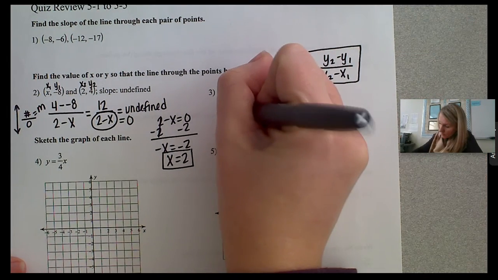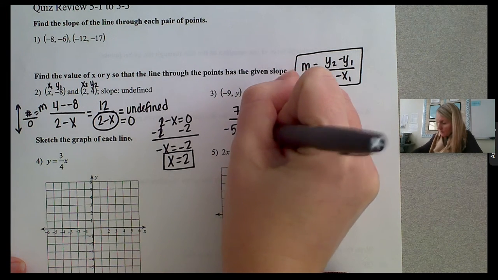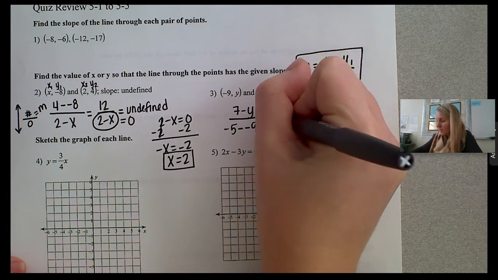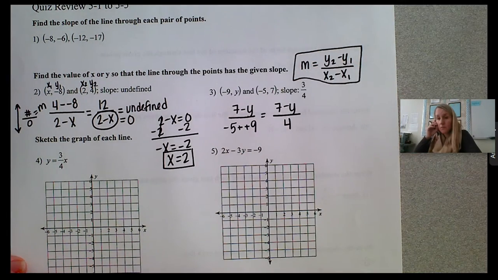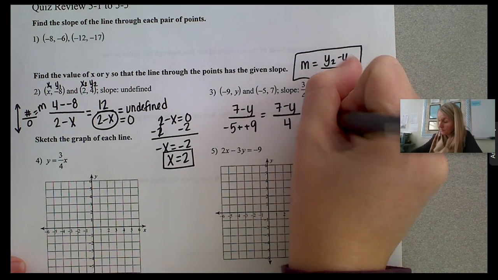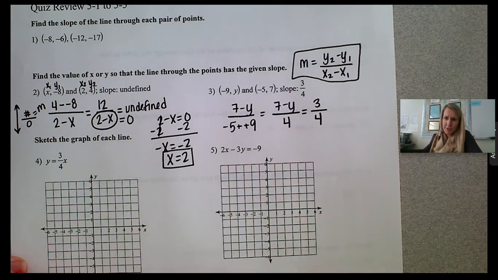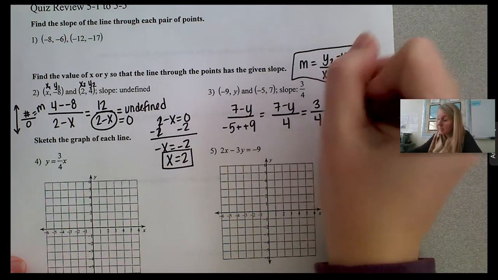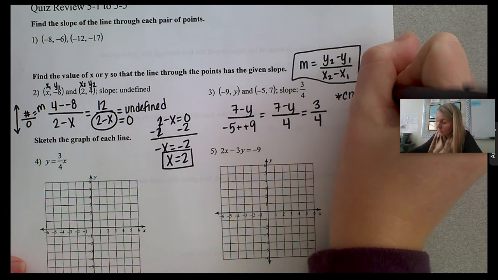So y2 minus y1 over x2 minus x1. I like to simplify this first just to make it a little bit nicer looking. So that's 7 minus y over, what's negative 5 plus 9, that would be over 4. Now that that's simplified, we set it equal to the slope. What a beauty. So I have this nice equation here. This one I can actually solve because it doesn't say undefined. My hint to you, because you are going to do this in a few minutes, is this is a proportion. So my hint is cross multiply to solve.